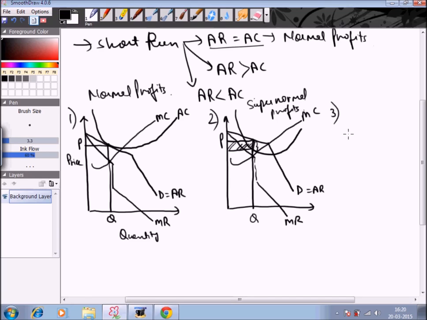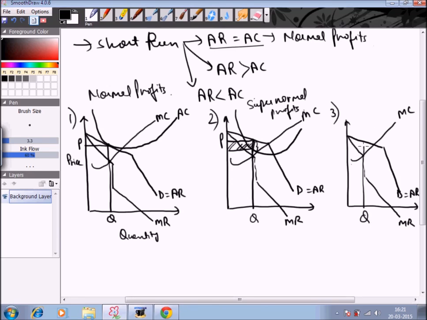Likewise, if the firm in the short run is making losses, this is the marginal revenue curve, this is the demand curve, this is the marginal cost curve, this is the profit maximizing quantity, we extend this to the demand curve, we get the price. And this is the average cost curve, which shows that the average revenue is less than the average cost by this amount. So this is the amount of our losses. So this is the third condition, that is the firm is incurring losses.